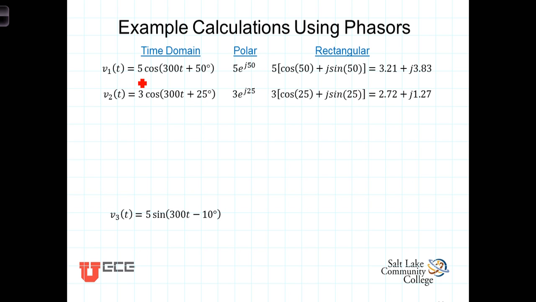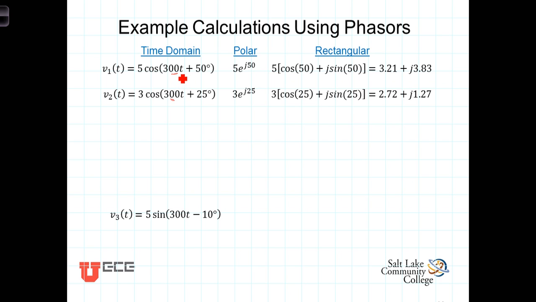V1 is equal to 5 times the cosine of 300t plus 50 degrees. And a second one, V2, 3 cosine of 300t plus 25 degrees. Now the first thing we note is that the frequencies of the sinusoids have got to be the same in order for the phasor approach to work. But given that in RLC circuits driven by a single frequency, all of the voltages and currents in that circuit will be oscillating at that same frequency, this limitation isn't a big deal for us in what we're going to be doing.